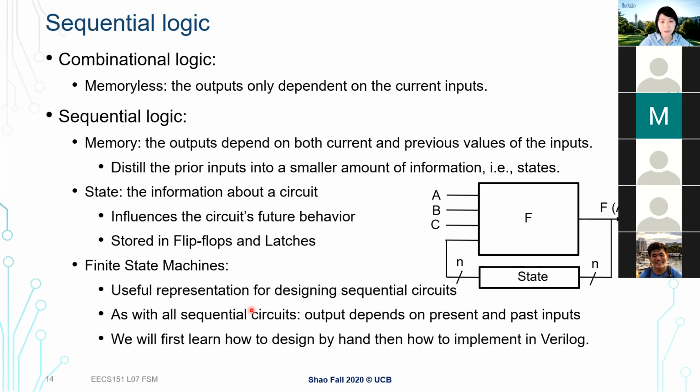With all the sequential circuits we mentioned, the output depends on both the current inputs and the current states, and the current states are actually determined by the previous inputs. That is the reason we call this sequential, this is a finite state machine.